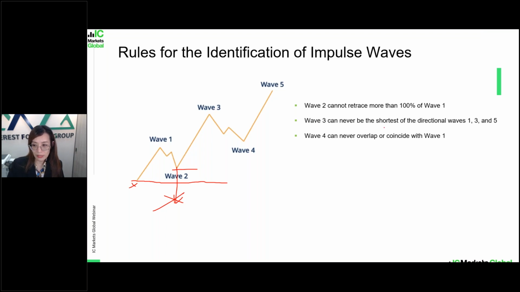Wave 3 can never be the shortest of waves 1, 3, and 5, meaning that wave 3 can be shorter than wave 5, but cannot be shorter than wave 1. And wave 4 can never overlap or coincide with wave 1. What does this mean? I will draw the dot like that, meaning wave 4 cannot go into or overlap wave 1. This is a golden rule. These are rules that you need to remember.